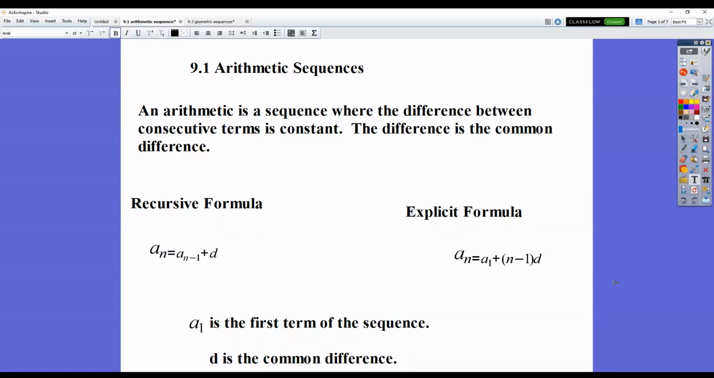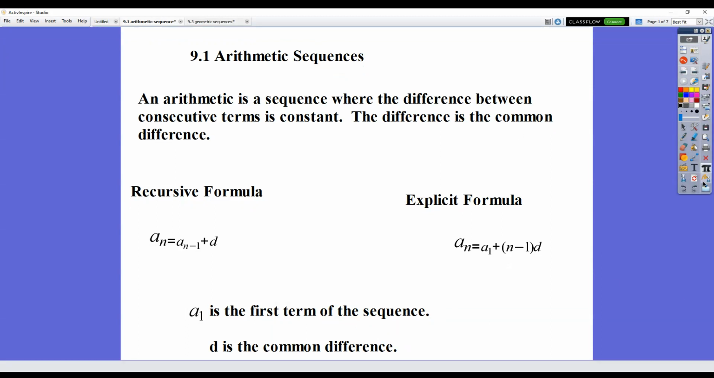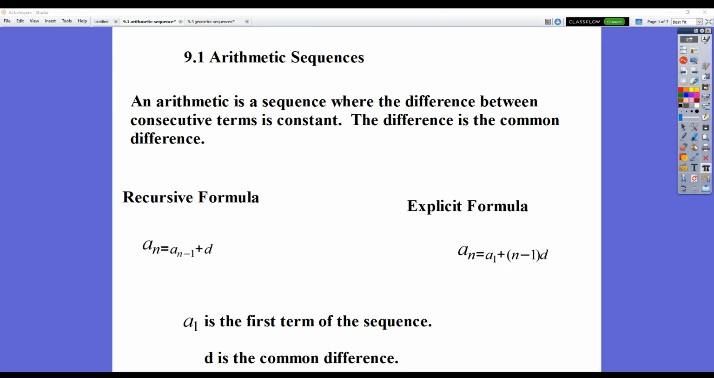Hi guys, today we're going to be learning about arithmetic sequences. An arithmetic sequence is a sequence where the difference between consecutive terms is constant. What that means is every time to get from one number to the next, you're adding or subtracting the same number. So we have two different formulas we're going to look at today.